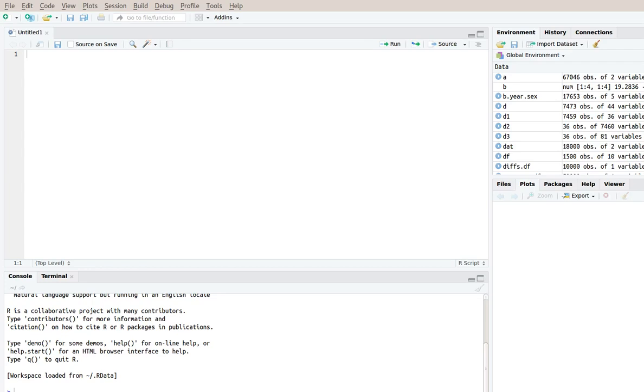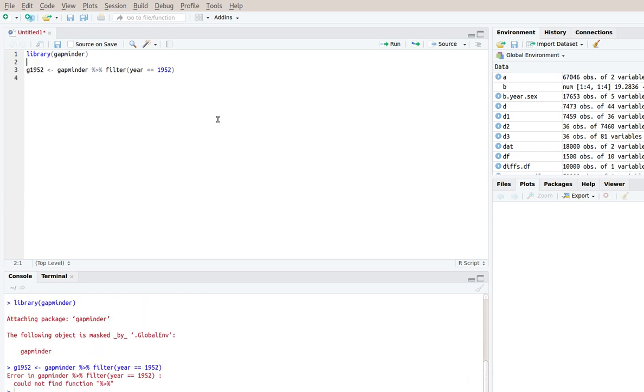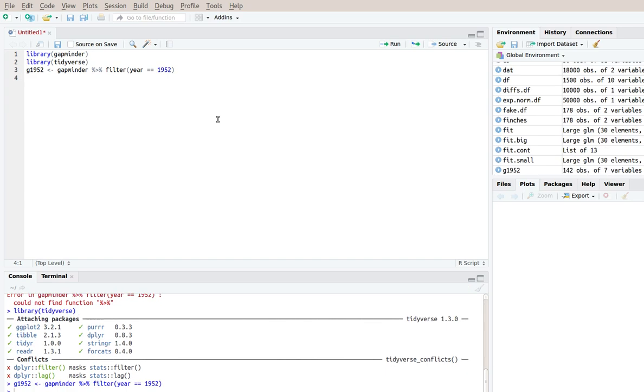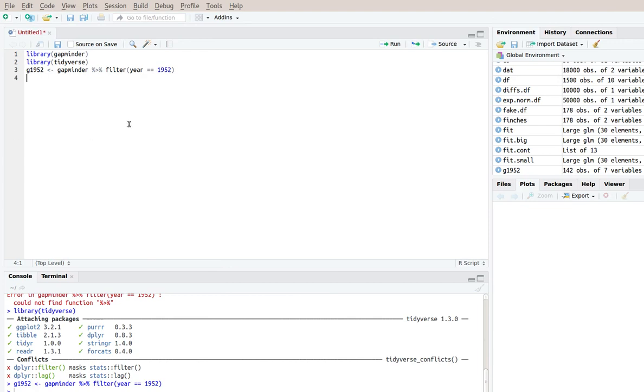So in this video, I want to work on problem 1 from precept 4. Here we are starting with this data frame for 1952. So our first task is to plot log 10 life expectancy versus log 10 GDP per capita.